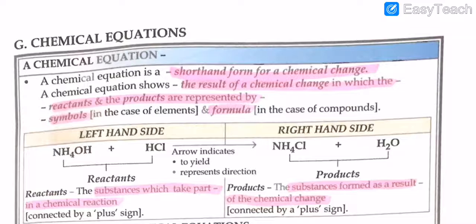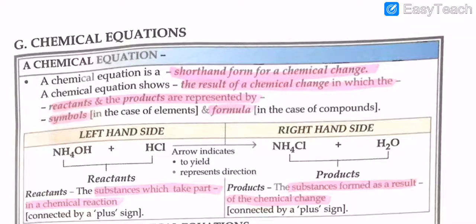So a chemical equation shows the result of a chemical change in which you first state the reactants, the two compounds that are reacting together, and also the products. Both symbols and formulas are used: symbols for individual elements, and at the same time formulas are also used, right? Reactants, the substances which take part in a chemical reaction, are connected with the plus sign, and the products are formed as a result of the chemical change.